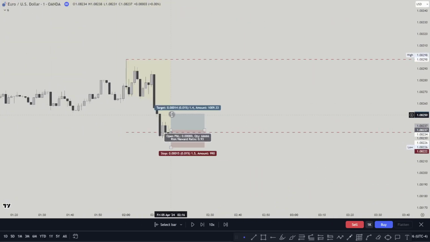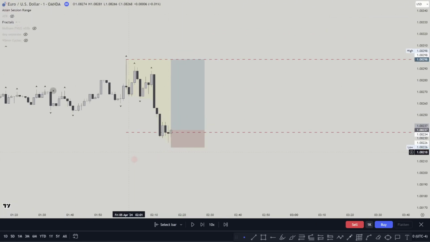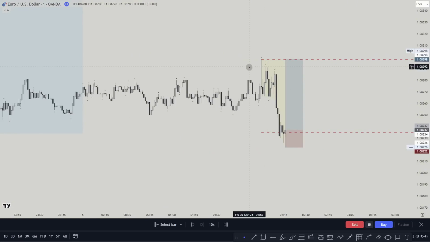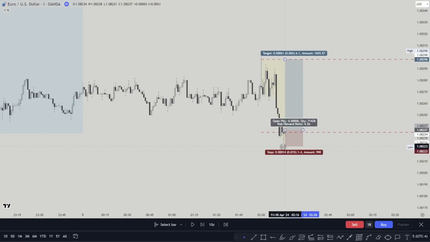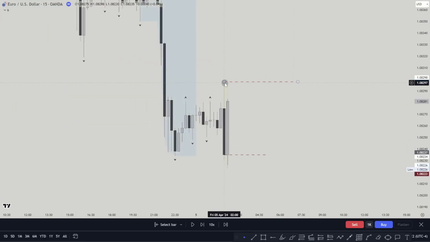Then targeting the next fractal high. Now, if I enable my fractal indicator, right? This is the fractal indicator. On the 15 minutes, this is going to be the fractal high. This is your entry right here. This is 421. Back to 15 minutes, you see, that's your fractal high here.